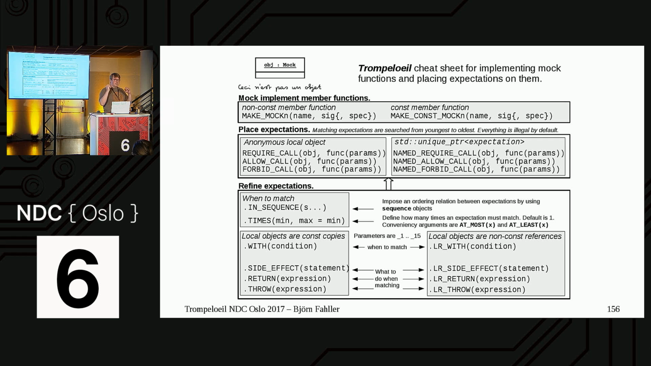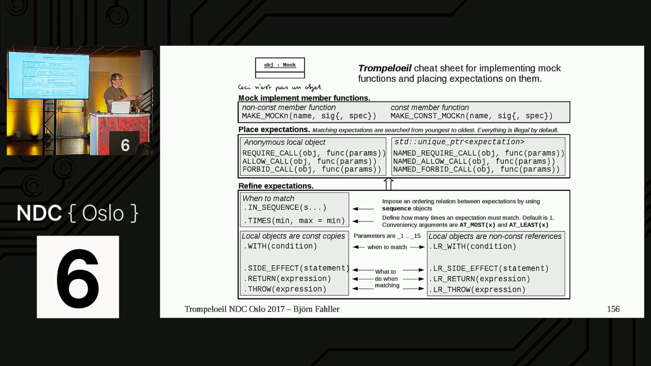You've seen how to use make mock and make const mock with a name and a signature and optionally an override to create mock member functions. You've seen how to use require call, allow call, forbid call, and also the named counterparts where you get a unique pointer instead of a local object that lives within the local scope. You've seen a brief introduction to in sequence. You can do a lot more with sequences than I showed, but you've at least seen it. And you've seen how to use .times to deviate from the default of being exactly one call for require call.